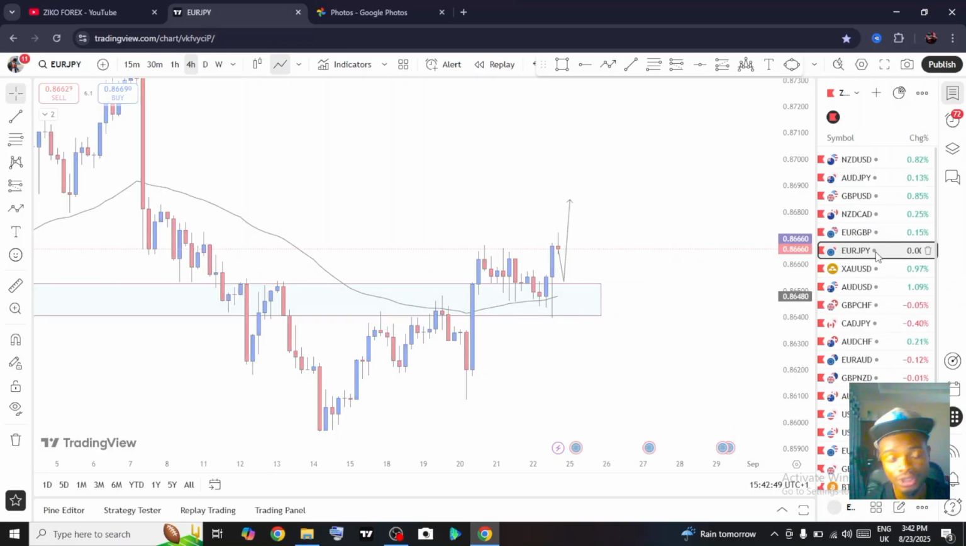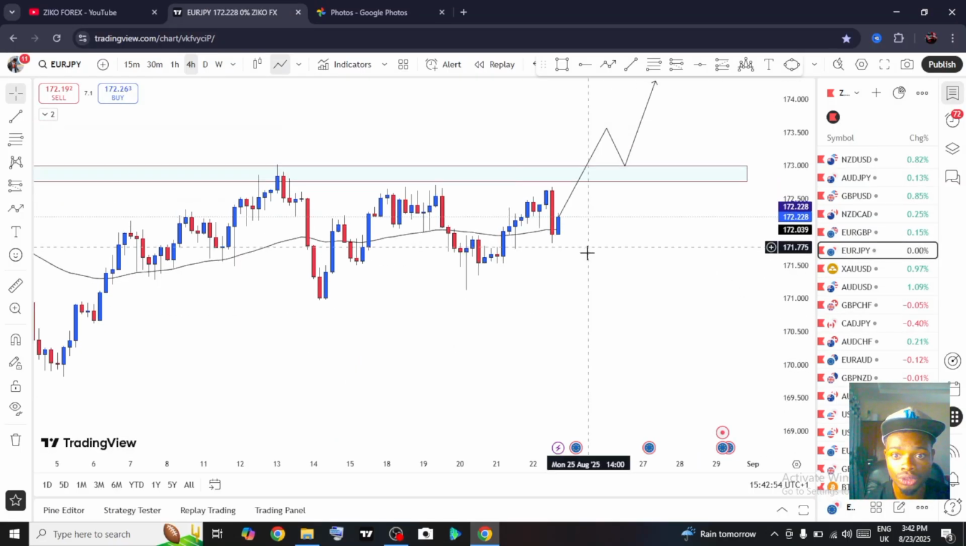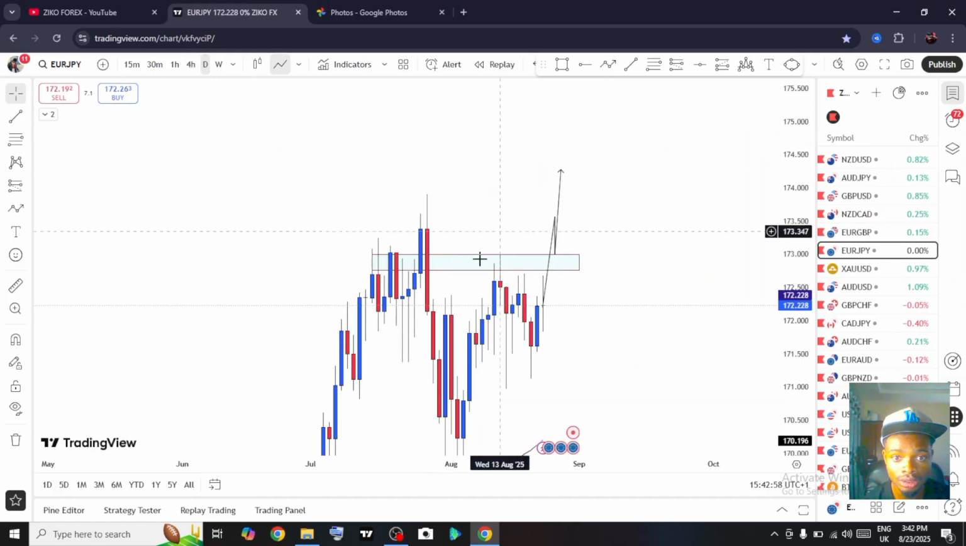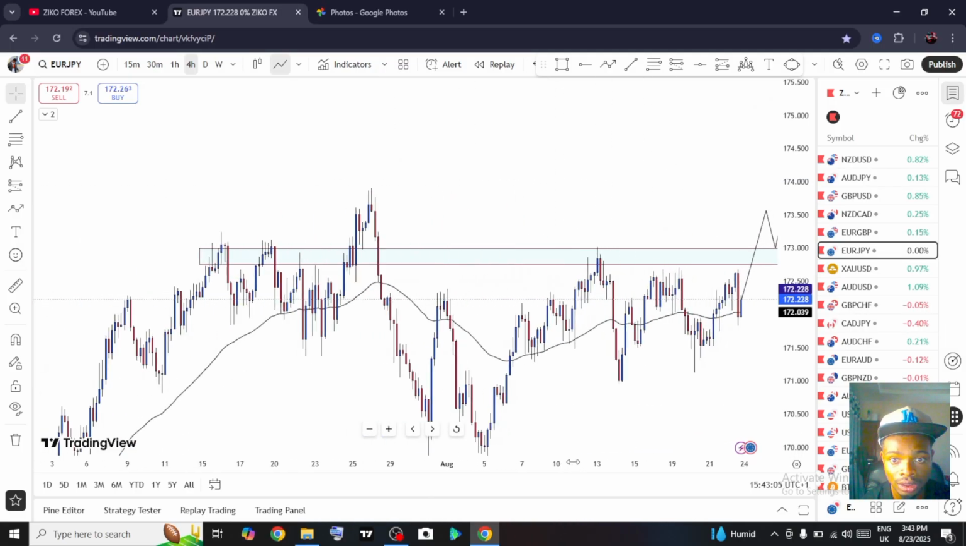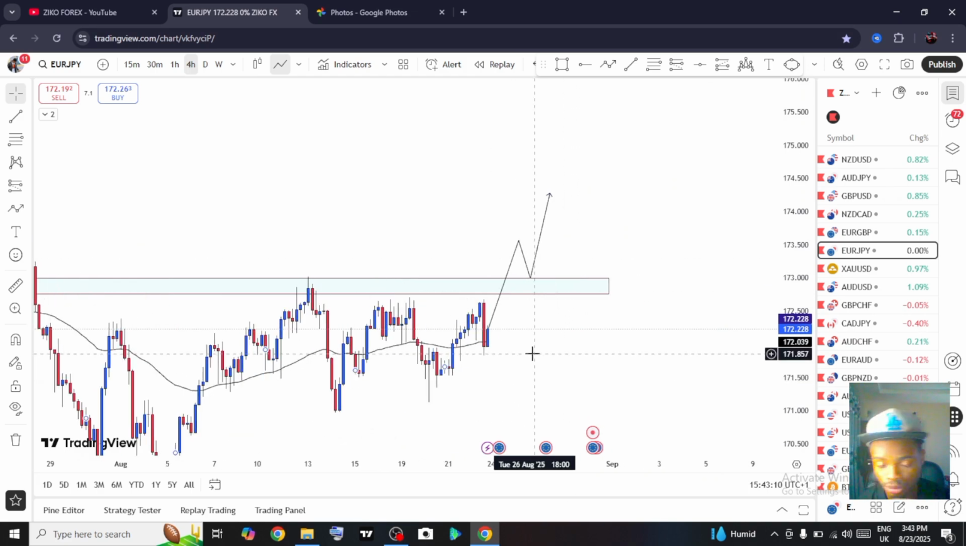And then the last pair for the week is EURJPY. All I'm looking for is a break and retest above this area on the 4-hour time frame to continue buying. This area is a clean area of support and resistance. So I'm just looking for a clean break and retest above this area to continue buying with the buying momentum. So that's pretty much the pairs we have for this week.